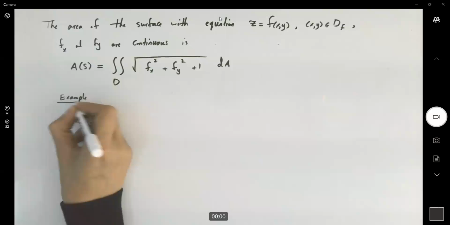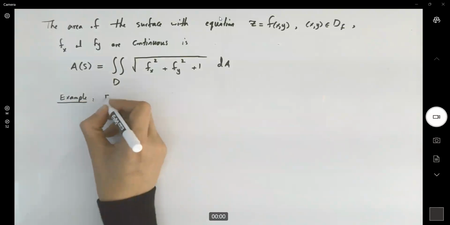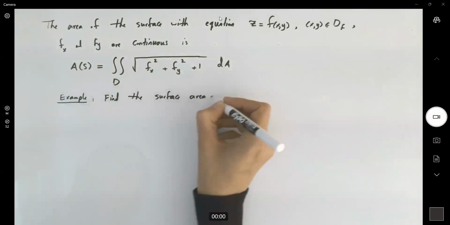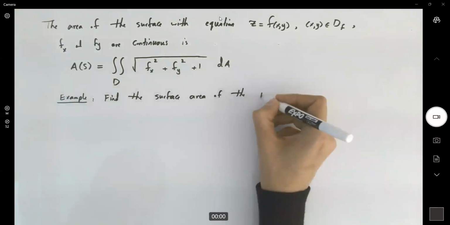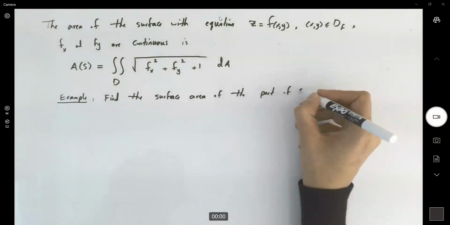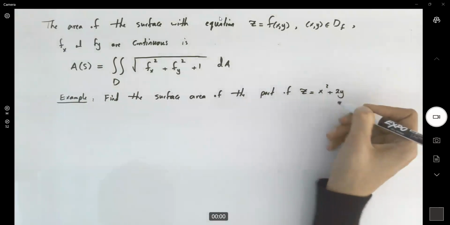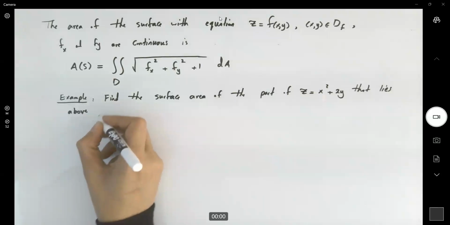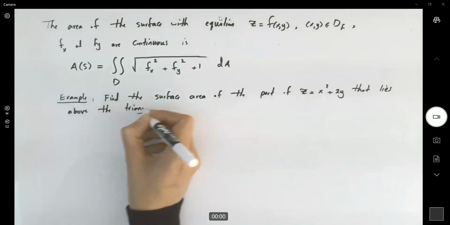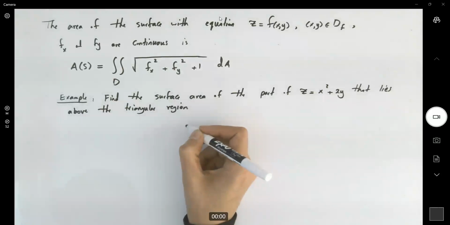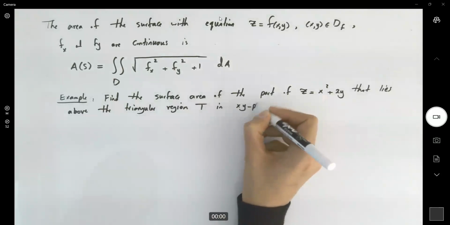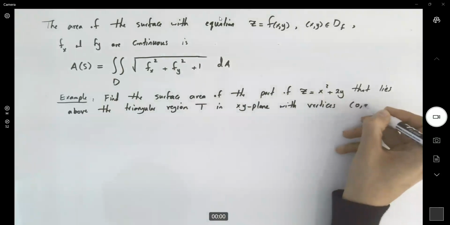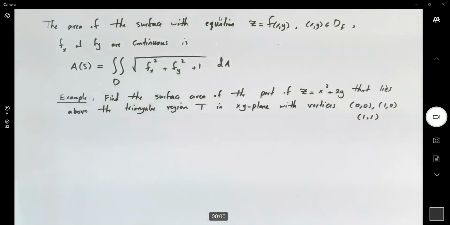A quick example. In this example, the question says, find the surface area, or area of the surface, of the part of the surface z equals x squared plus 2y that lies above the triangular region T in the xy plane with vertices (0, 0), (1, 0), (1, 1).